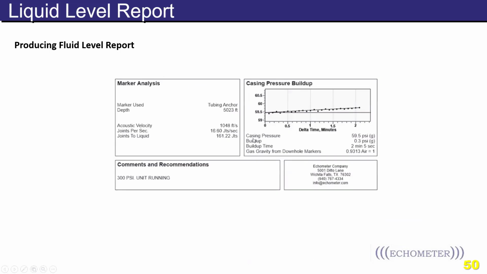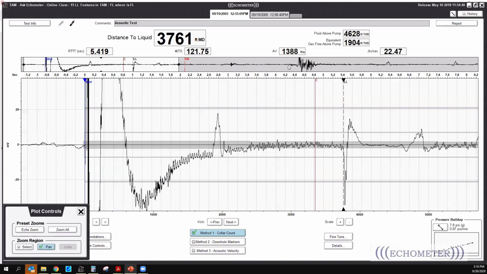On the lower part of the report, this is just a producing liquid level report. We have which method was used to analyze the liquid level, and what marker was used. In this case, we used a downhole marker, a tubing anchor, and this is the depth of the marker, and the acoustic velocity resulting from that analysis. On the right, we have the casing pressure buildup and its details that you can also find in the pressure tab, and some comments that you may input when you shoot the well.